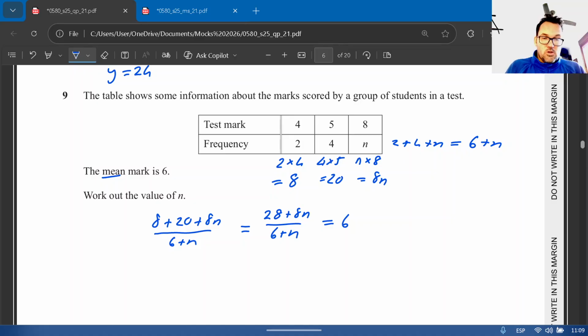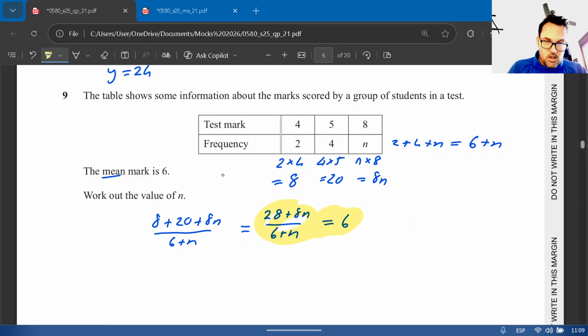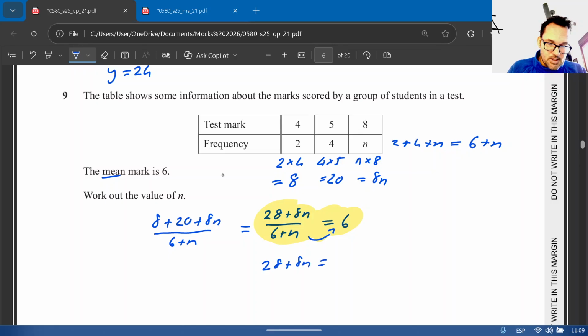So now we just need to solve this equation here. I mean, this is just that simplified. All right, so let's get rid of the fraction. I'm going to multiply by the 6 plus n over there. So we get 28 plus 8n is 6 times all of that. So that means 28 plus 8n equals 6 times (6 plus n). Expand the brackets, which will give us 36 plus 6n.